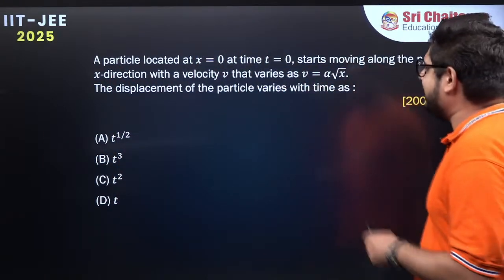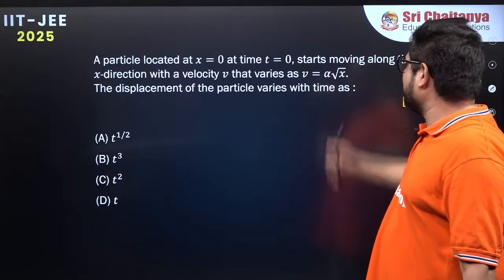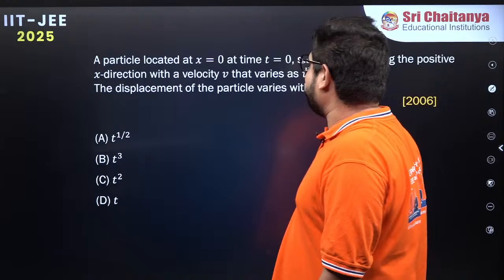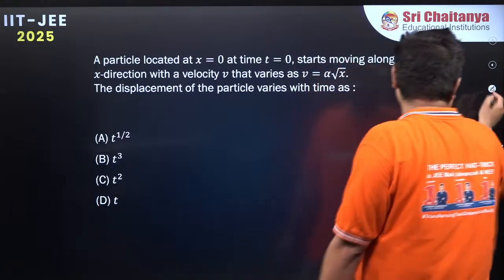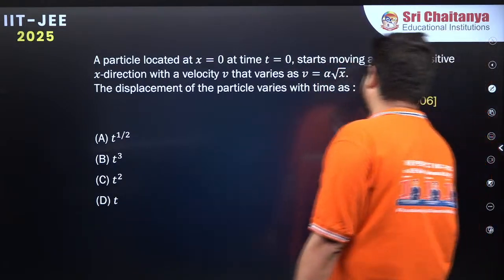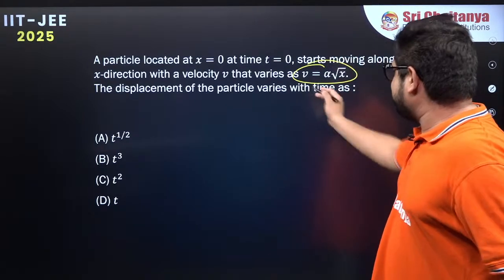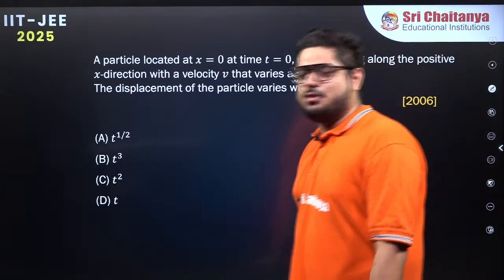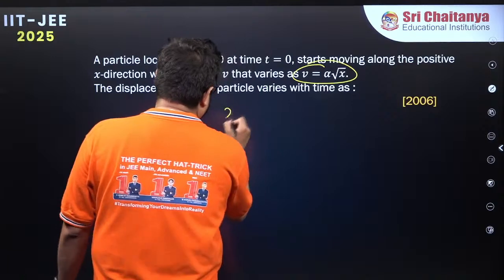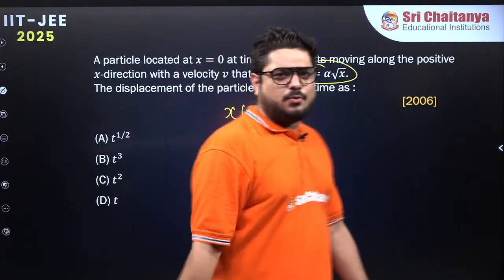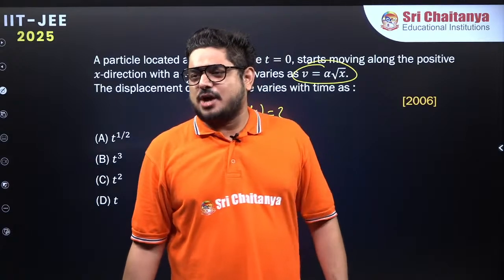A particle located at x is equal to 0 at time t is equal to 0 starts moving along the positive x direction with a velocity v such that the velocity is varying with respect to x with this equation. Alpha is some constant. The displacement of the particle varies with time. So you need to find out the relation in between displacement and time. And this is a question of IIT JEE 2006.